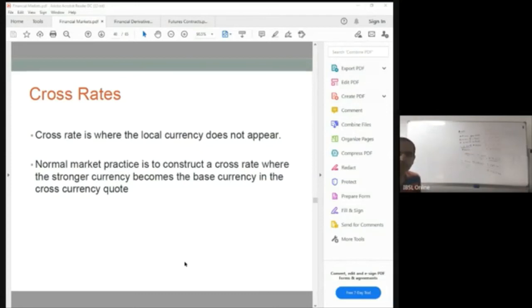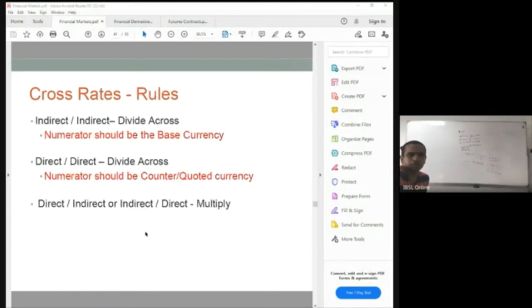Now, some of you may be asking for cross rates for your customers. The meaning is it doesn't carry the local currency. A cross rate is where the local currency does not appear. Normal market practice is to construct a cross rate where the stronger currency becomes the base currency in the cross currency quote. The stronger currency becomes the base currency. Let's move on.